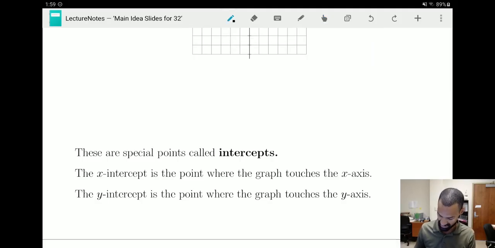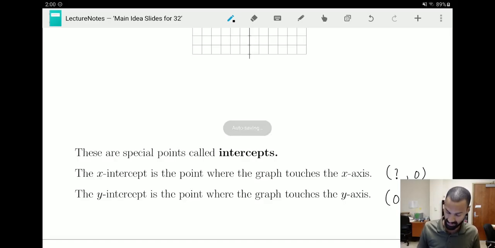Again, the x-intercept is the point where the x value is what you're looking for and the y value is 0. The y-intercept is where the x value is 0 and you're looking for the y value. So sometimes people get those backwards, so be careful. If you're asked to find the x-intercept, plug in 0 for y. If you're asked to find the y-intercept, plug in 0 for x.